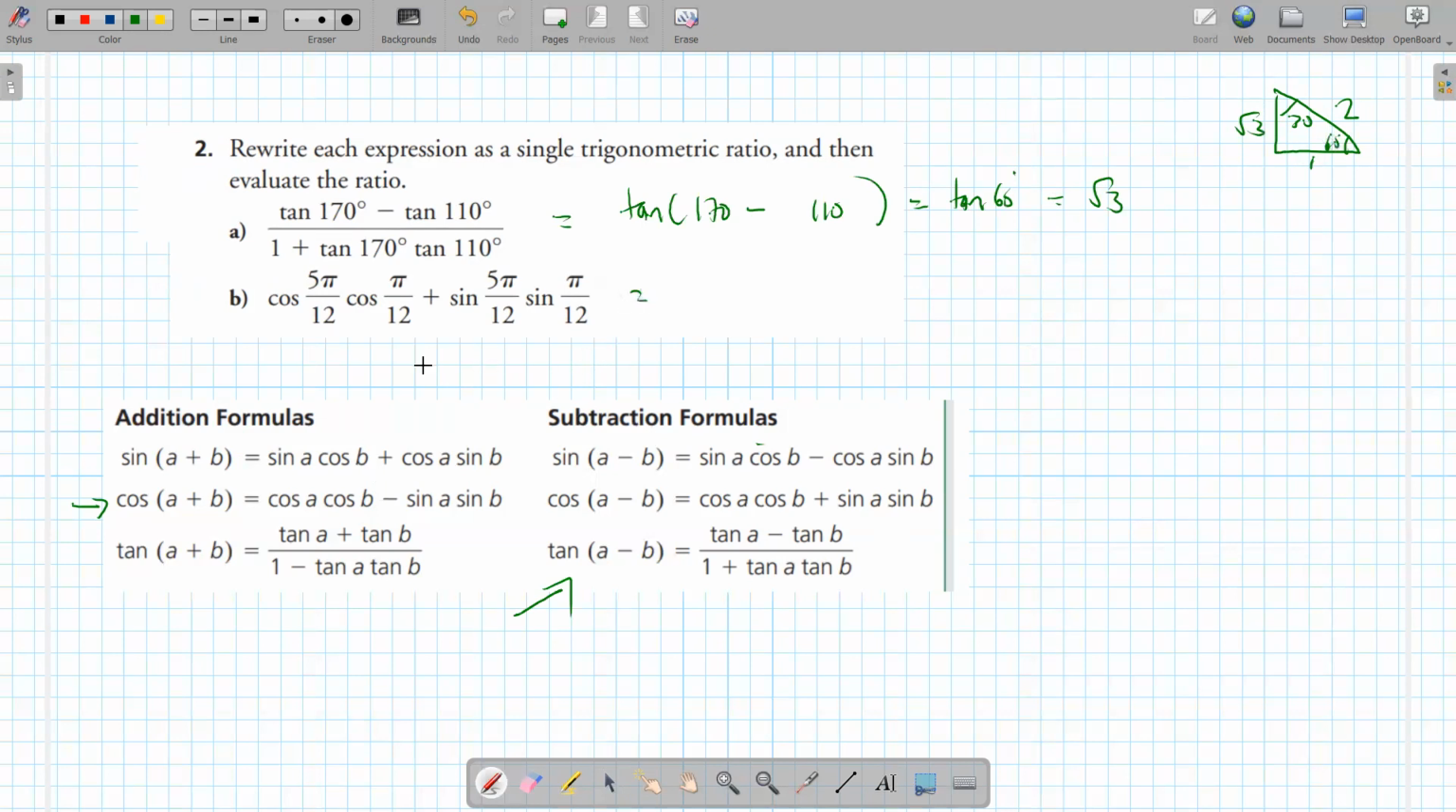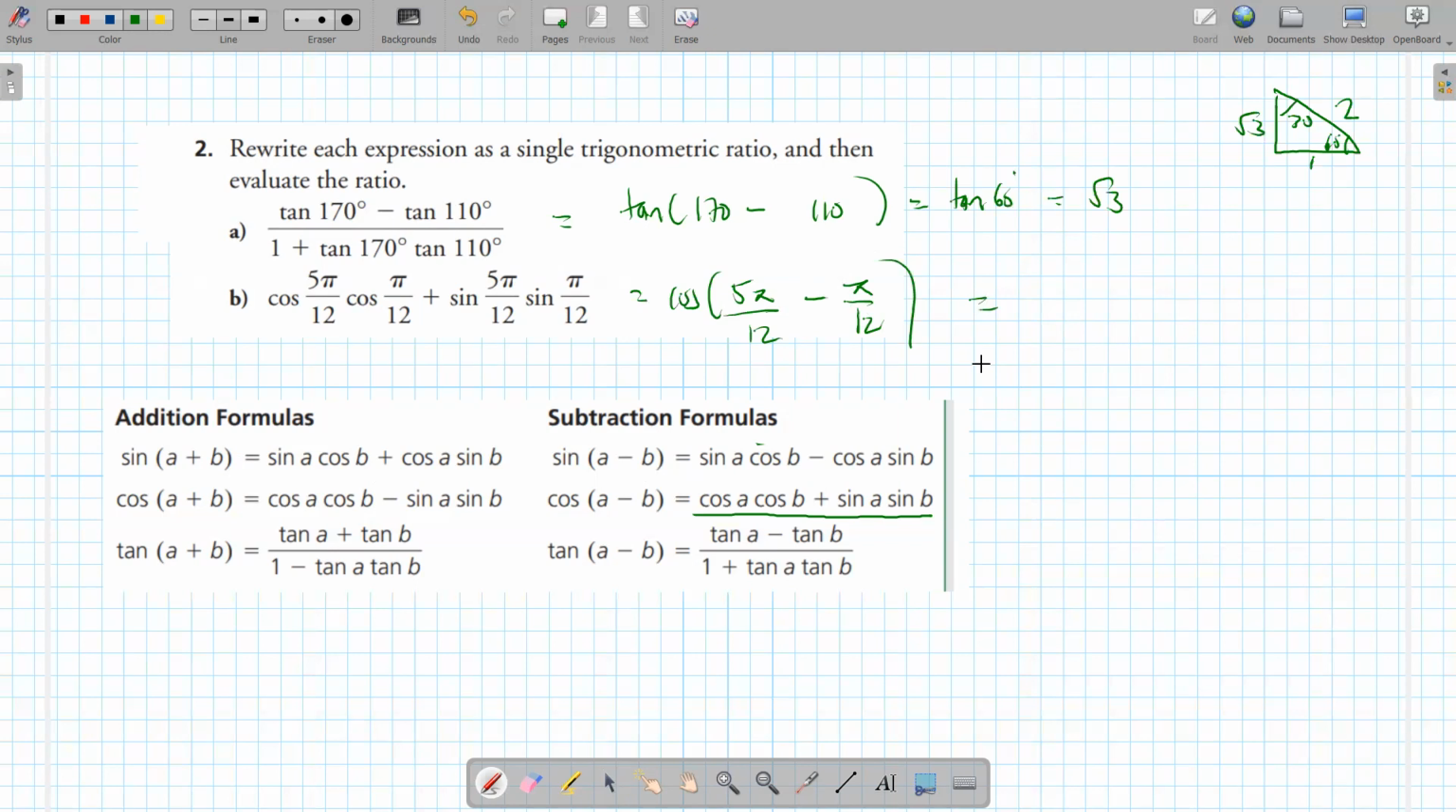The next one here, we have cosine cosine plus sine sine. Be very careful here. This is a formula that they've given us, okay? Cosine cosine plus sine sine. When you combine them, it's going to become a minus, because the plus here becomes a minus for cosine. So it becomes 5 pi over 12 minus pi over 12.